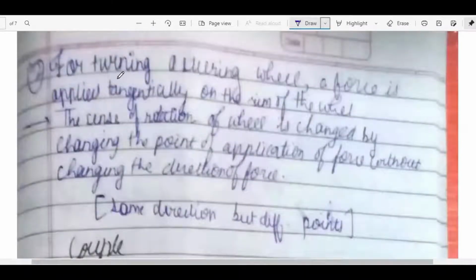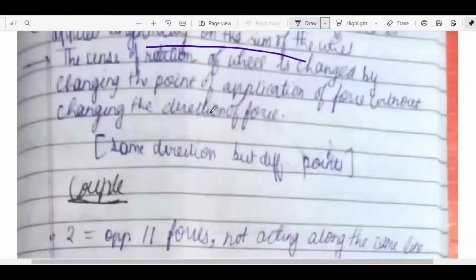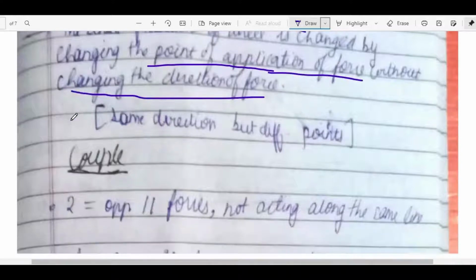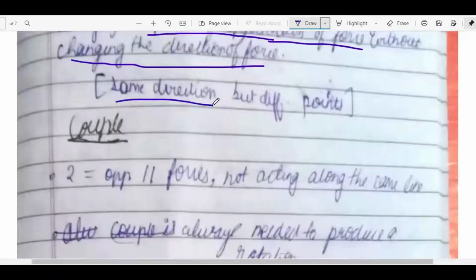Next give reason. For turning a steering wheel, a force is applied tangentially on the rim of the wheel. The sense of rotation of the wheel is changed. So what is the reason? The sense of rotation of wheel is changed by changing the point of application of force without changing the direction of the force. So it is of the same direction but of different points.